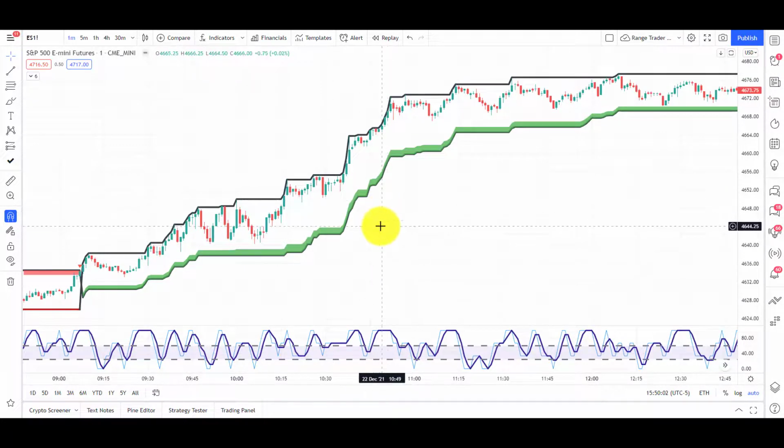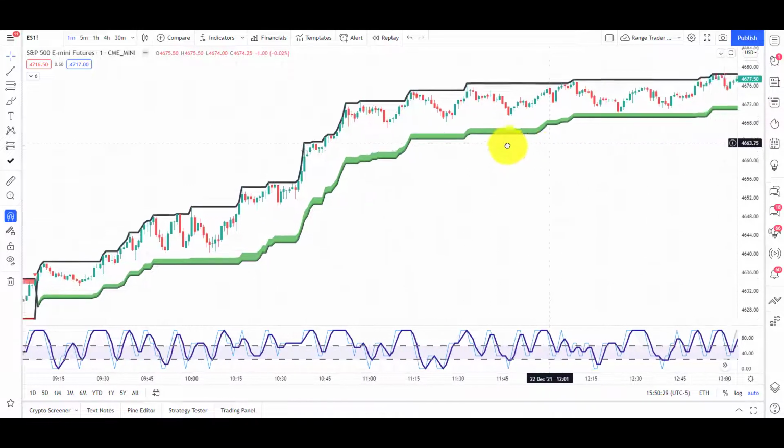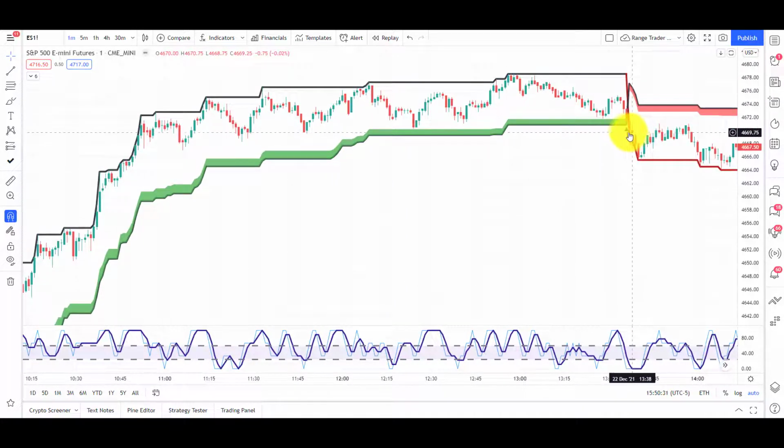So depending on what you're trading and how you're trading it, this is a chart of the ES1 or the S&P 500 E-mini futures, which we do a lot of trading with in the VIP room. But if you're swing trading this, you can easily use this as a trailing stop indicator as well, and then you would get out here when it flipped. So this is a 1 minute chart.